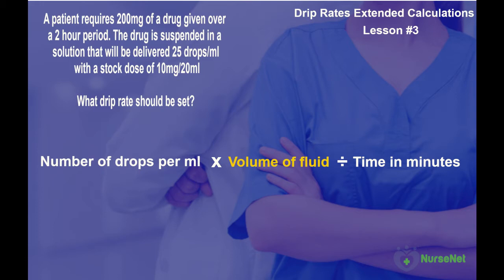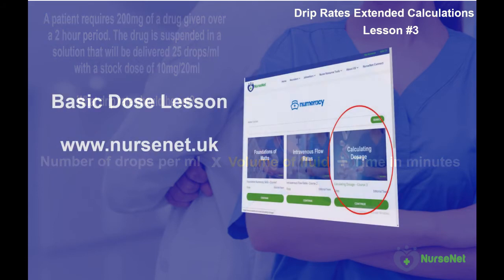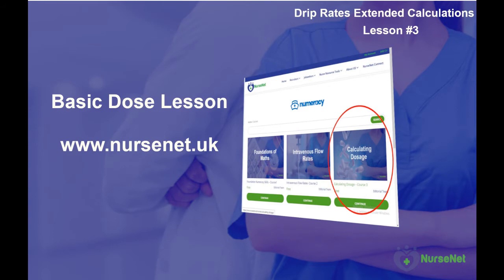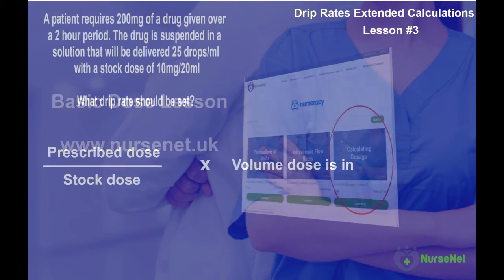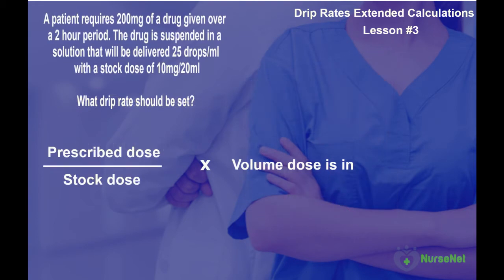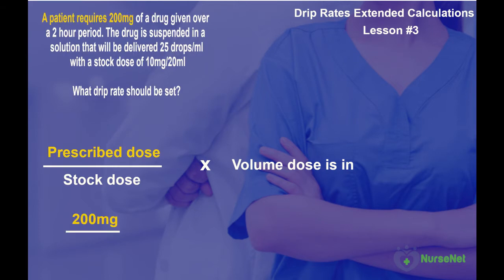Now, we've looked at this calculation in previous lessons, and just as a reminder, you can find this lesson within the Calculating Dose course of the NurseNet website. So thinking back, the basic dose formula is prescribed dose divided by the stock dose multiplied by the volume the stock dose is dissolved in. So looking at our question, our prescribed dose is 200 milligrams, our stock dose is 10 milligrams, and the volume of the solution the stock dose is dissolved in is 20 milliliters.